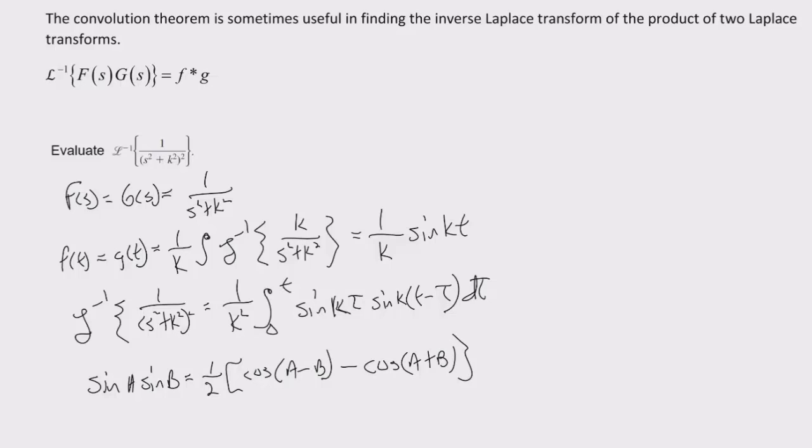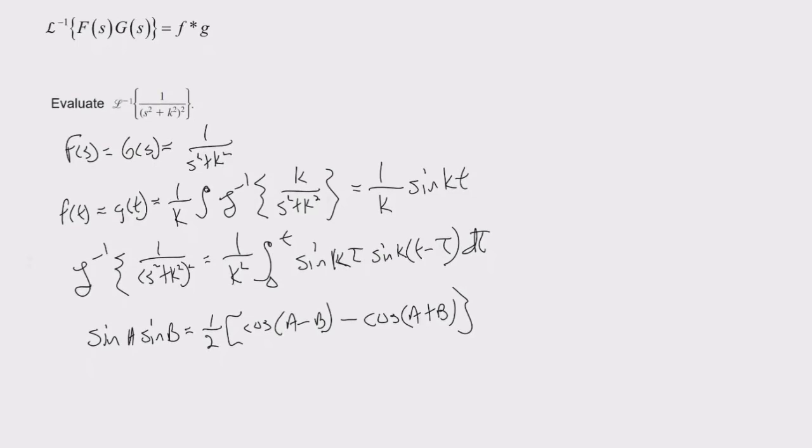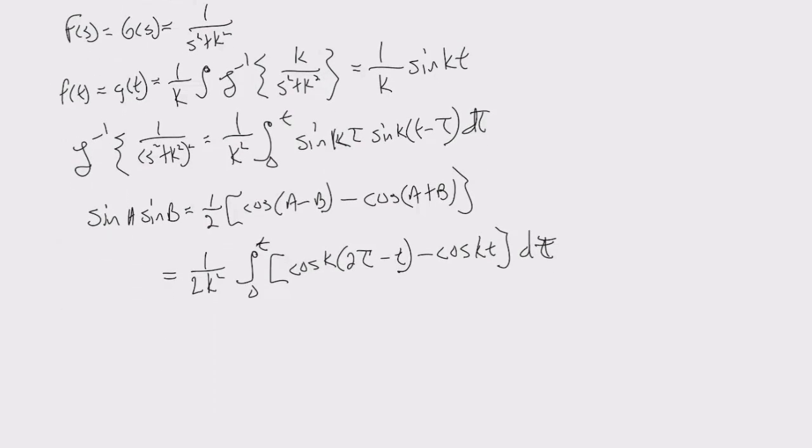So if I apply that to our lovely little setup here, then I get 1 over 2k squared, the integral from 0 to t of cosine of k times 2 tau minus t, minus cosine of kt, all d tau. And let me get a little bit more room, so this is a little bit easier to play with. So, 1 over 2k squared.